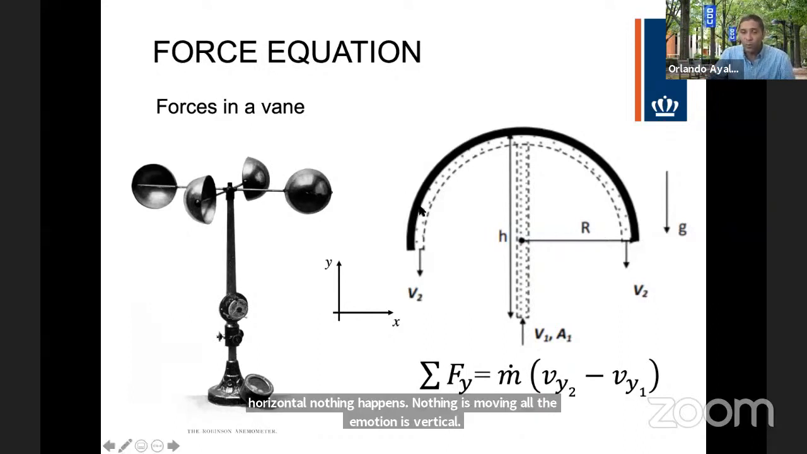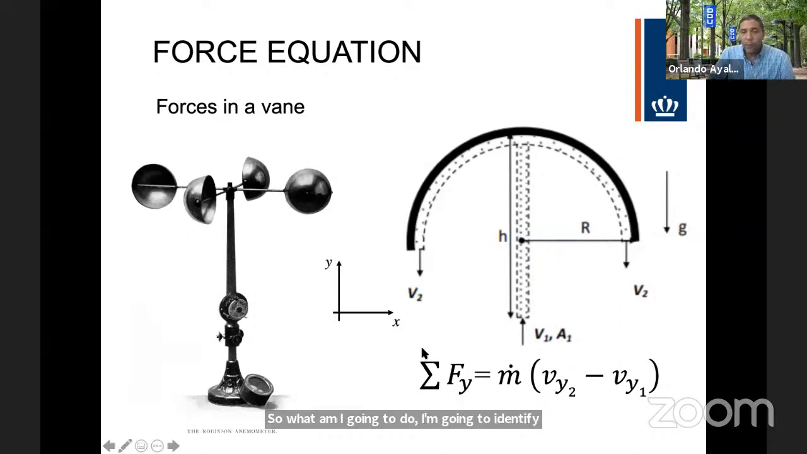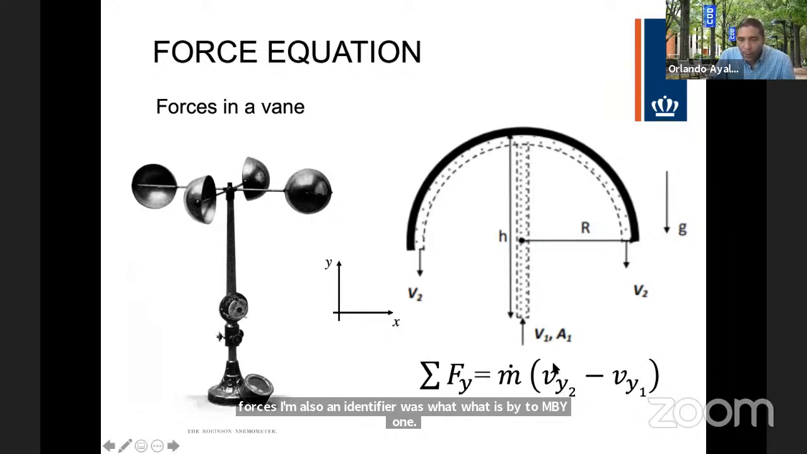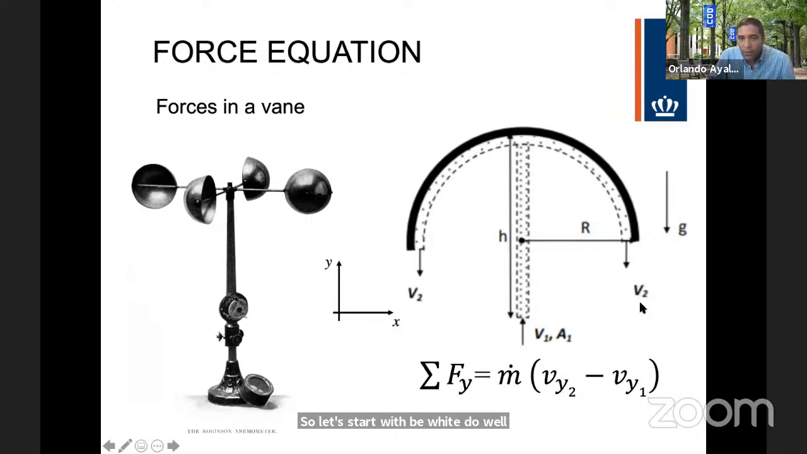So what am I going to do? I'm going to identify all the forces. I'm also going to identify what is By2 and By1. So let's start with By2. Well, By2 is nothing but this velocity 2. Now this velocity 2 is pointing in the downward direction, therefore it's negative. And in this case, By1 is nothing but B1.